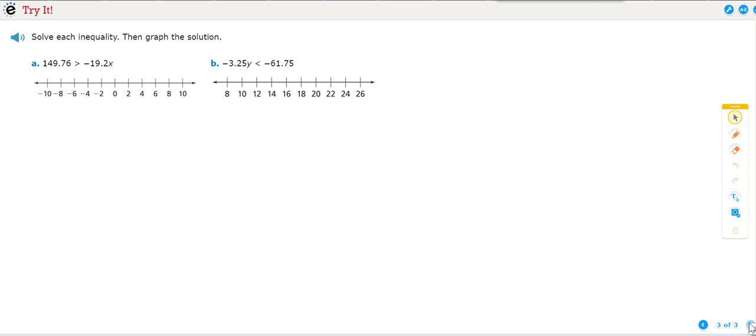So as you look at problems like this, just remember, when you see a negative number that you're dividing by or multiplying by, you gotta flip the inequality symbol.